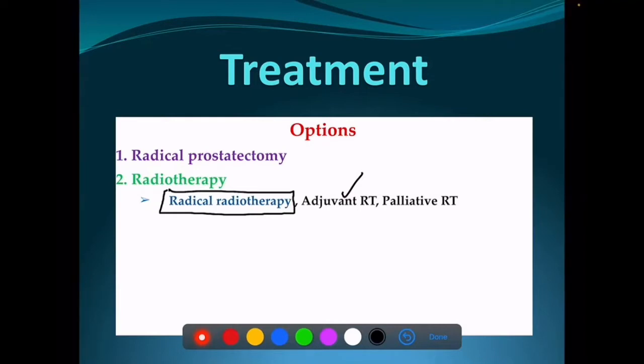That is, if a cancer prostate patient has bone metastasis, you must give radiotherapy to the bone, otherwise the bone will fracture. A cancer prostate patient with brain metastasis, always give radiotherapy to the brain.